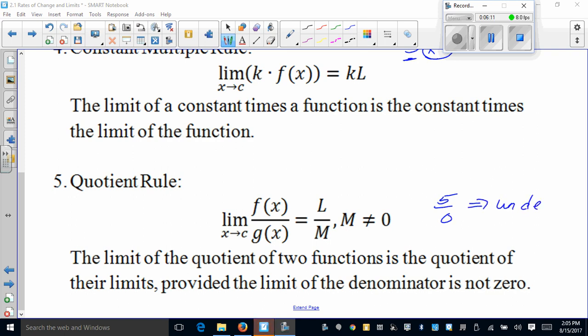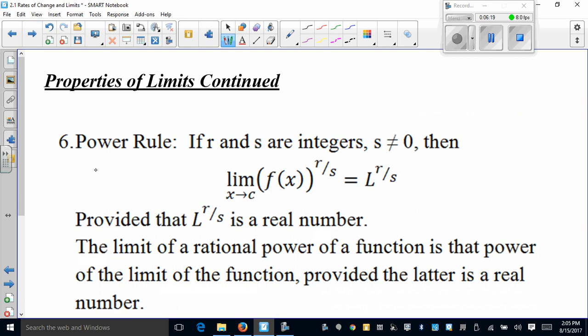We don't do a lot with this one, the power rule idea, but this is self-explanatory. If I have something to a power, I find the limit of the value and then raise it to the power. And there's the other ones.